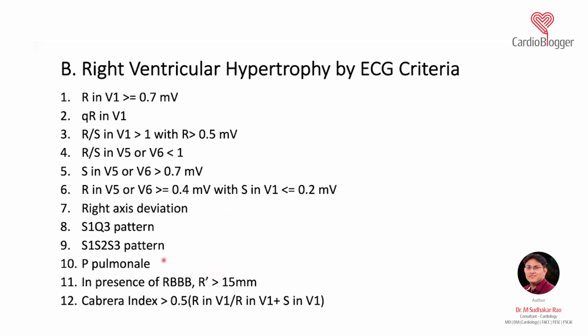Again, as I told you, similarly a QR in V1 suggests right atrial enlargement, and a P pulmonale if you get it. P pulmonale means the height of the P wave is more than 2.5 mm in lead 2.